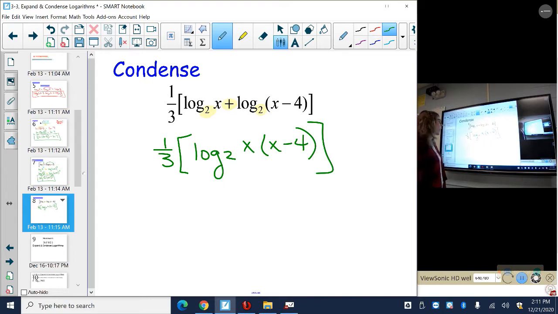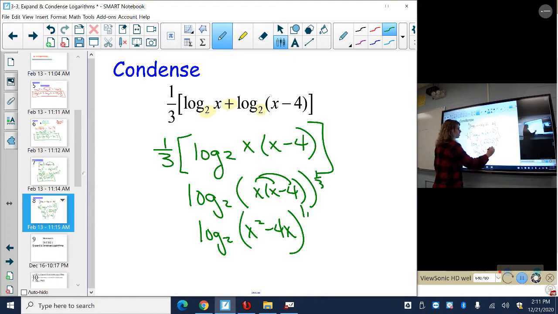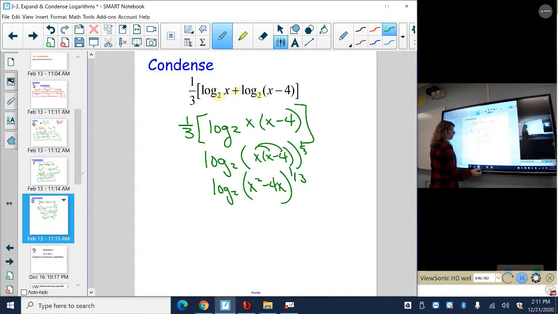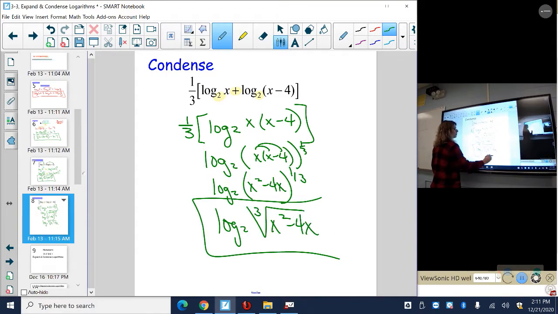Okay? Now, this 1/3 is going to go to both of these, so that means I'm going to have log base 2 of x times x minus 4 to the 1/3 power. Now, if I wanted to, I could distribute this. Log base 2 of x squared minus 4x to the 1/3 power. That 1/3 power is the same thing as the cube root of x squared minus 4x. And that is done then.